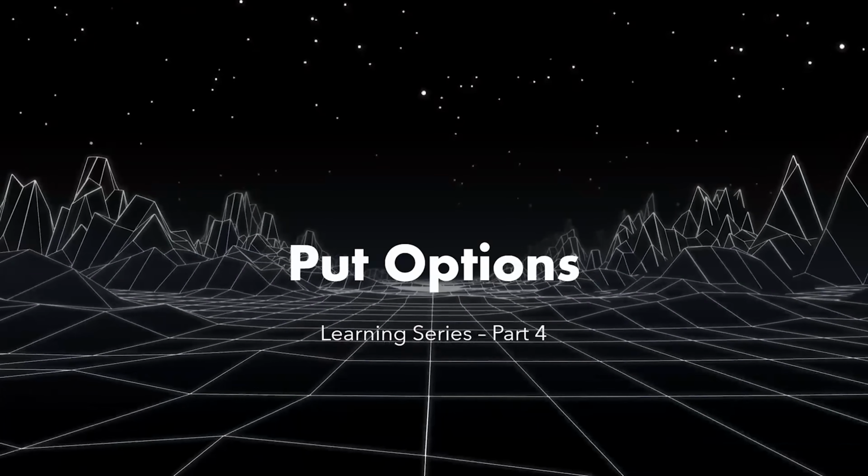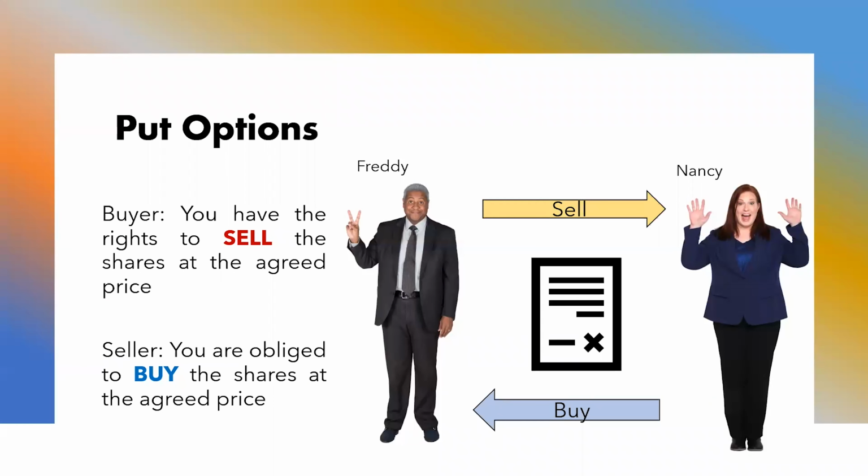If you can recall, there are also a buyer and a seller in the put option. As you can see, my friend Freddie is the buyer and Nancy is the seller. Just to do a recap, being a buyer, you have the right to sell the shares at the agreed price for the person owning the contract of a put option. Being a seller of a put option, you are obliged to buy the shares at the agreed price. Just remember this case.